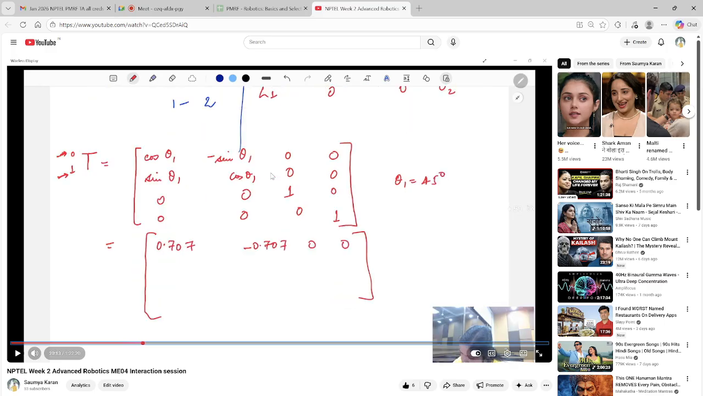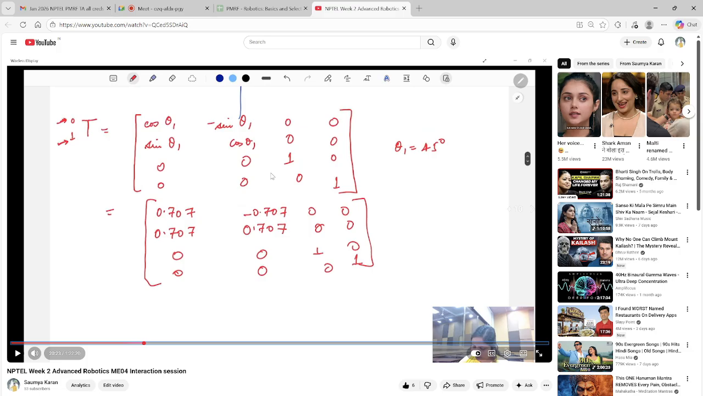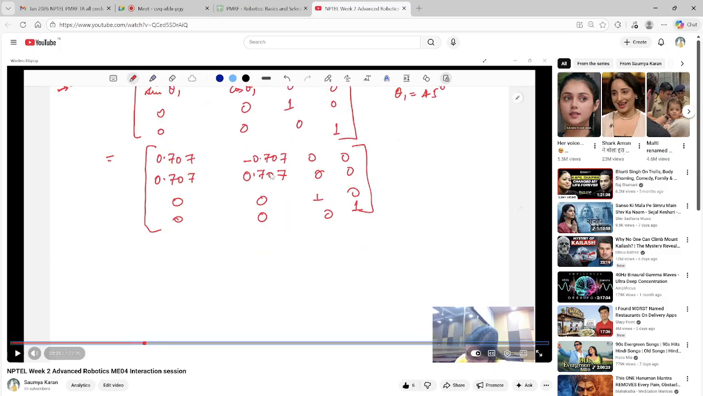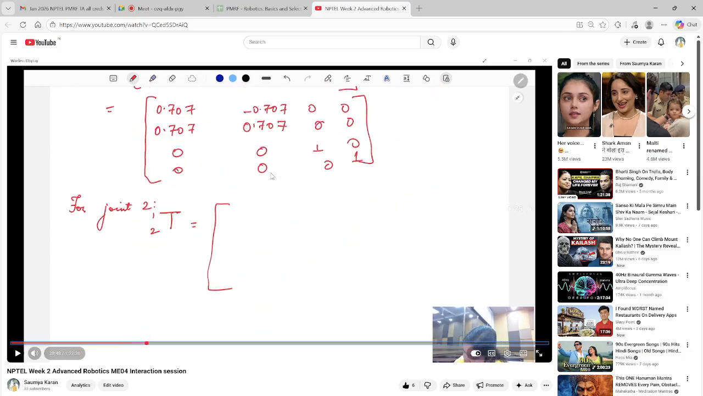So here we can substitute the values of theta 1, theta 2, etc. Once we have this, we get the proper transformation matrix for going from link 0 to link 1. Now for joint 2, for going from link 1 to link 2, what will we do?